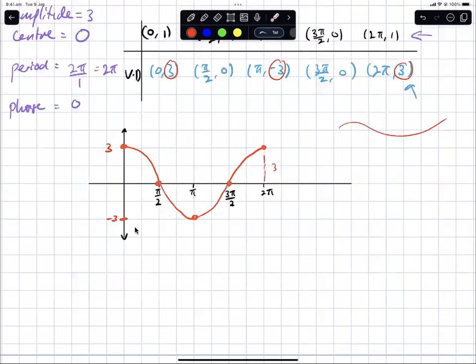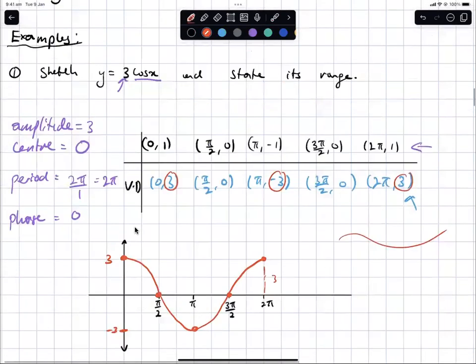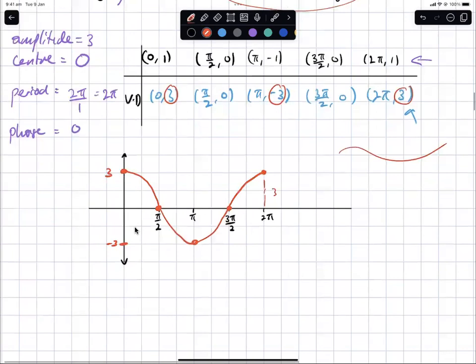Just before we move on, I should address the fact that we haven't fully answered the question. It's also asked us to state its range. So for this particular graph, we're going from -3 to 3 inclusive. So our range is going to be from -3 to 3 inclusive of those brackets, and it's always a good idea to nominate that with our notation. All right, so let's have a look at another curve.